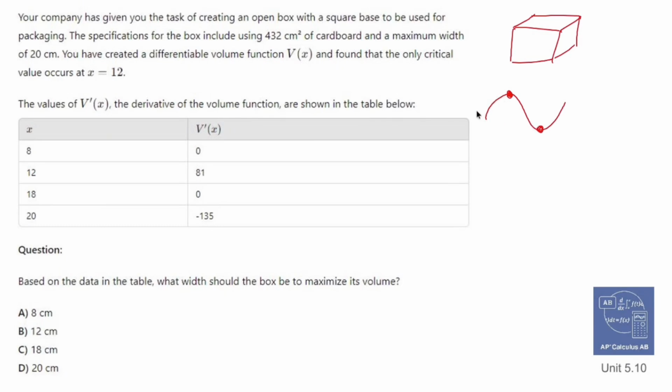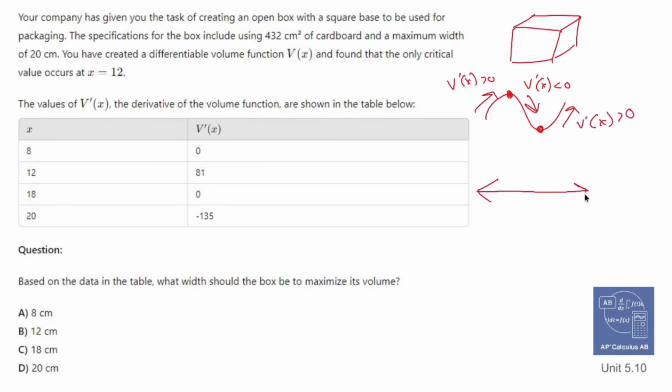Now, that happens when you know you're going from increasing to decreasing or decreasing to increasing, which means that happens when your derivative, V prime, goes from positive to negative, or negative to positive. So the devil is going to tell you, select this one, 81's the maximum, but that's actually not what you're doing.